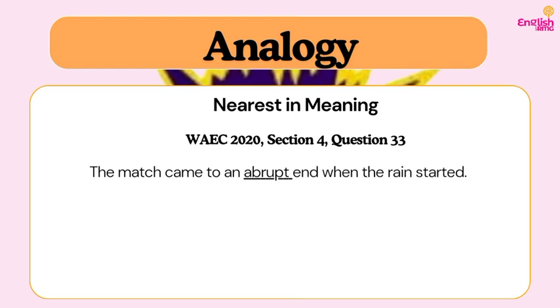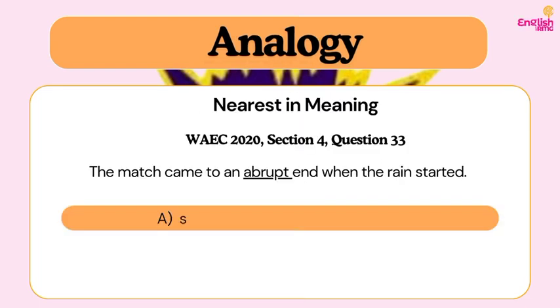So we have, the match came to an abrupt end when the rain started. So even from the context, what is going to happen when it started to rain while a match is going on? Obviously, it is going to end abruptly. I think the context has given us enough clue here. So we know how to use it as an analogy in another context.